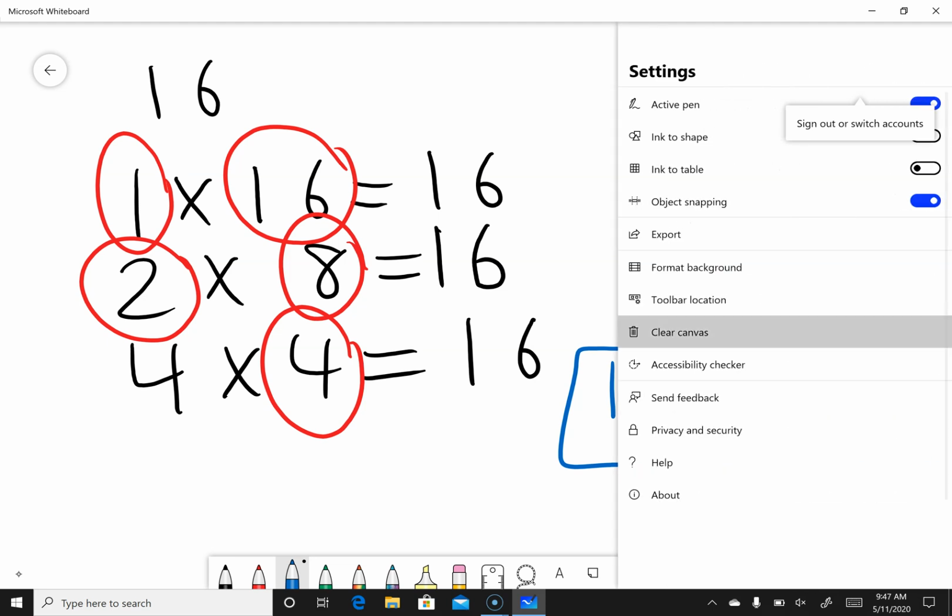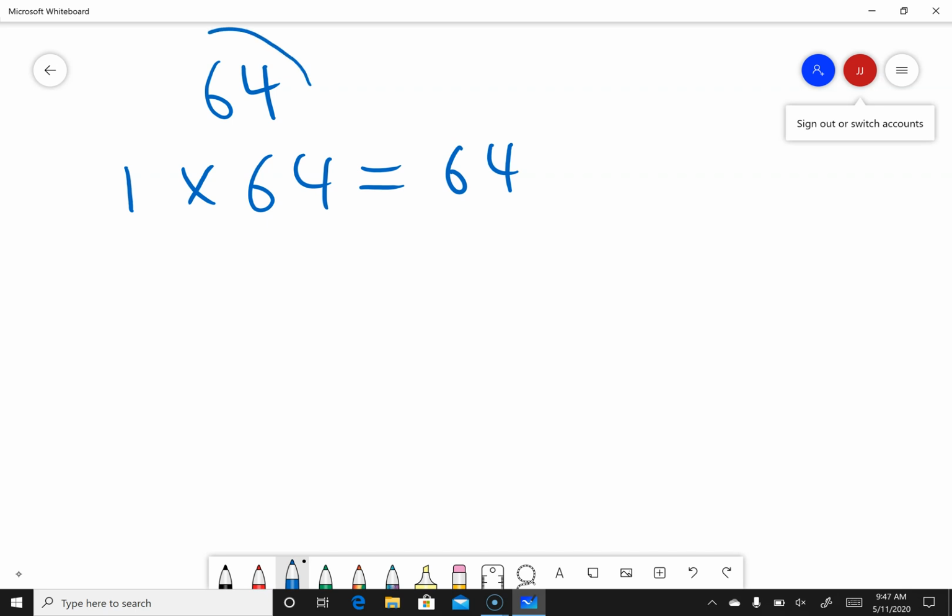Okay, we'll do one more. Here I have 64. Okay. Well, starting out, we know that 1 times 64 equals 64. So we have two factors so far, 1 and 64. What else? Let's see. Well, 64 is an even number, so I know that 2 is one of its factors. So 2 times something. How do I figure it out?